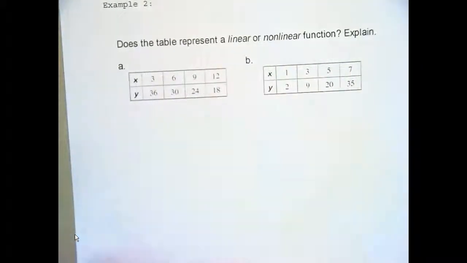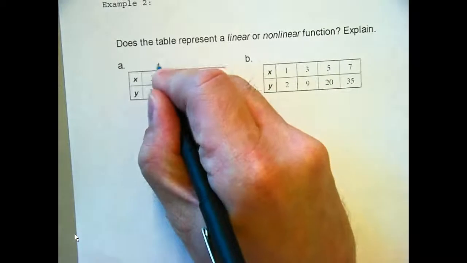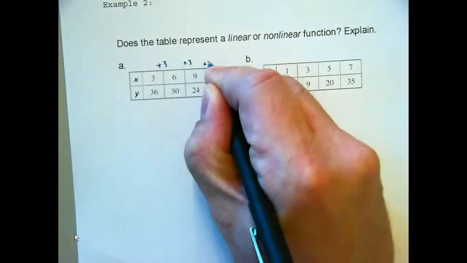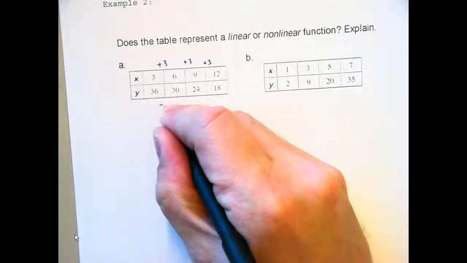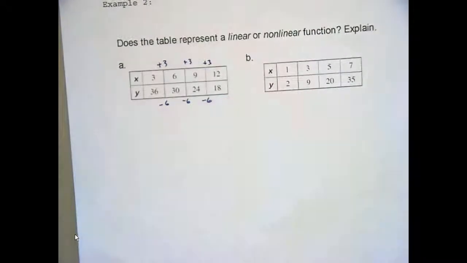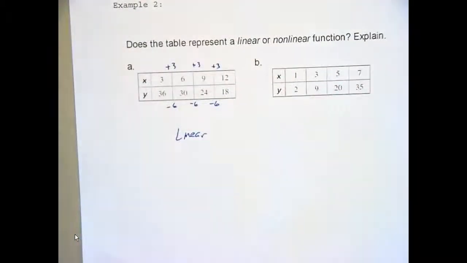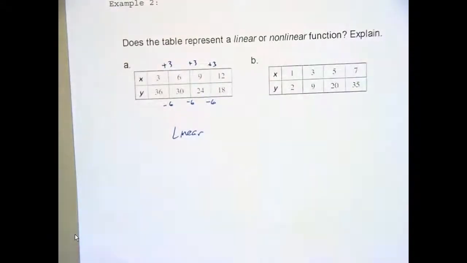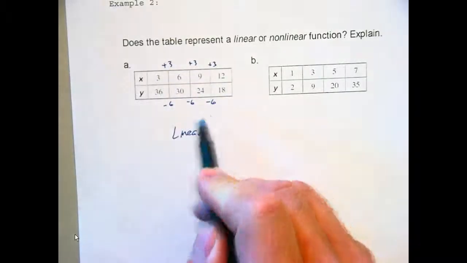Isabella, why? There's a pattern. So what's my pattern? It's going up by 3. Good. All right. What's the other pattern? Logan? Going down by 6. That means it's linear. Now, just because it has a pattern is not a good reason. It has a constant rate of change. Because we can have a pattern and it could be nonlinear. But the rate of change is constant.